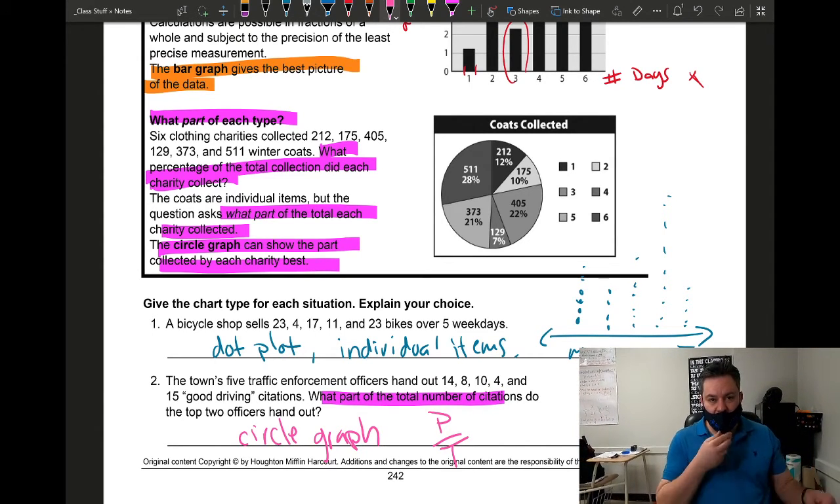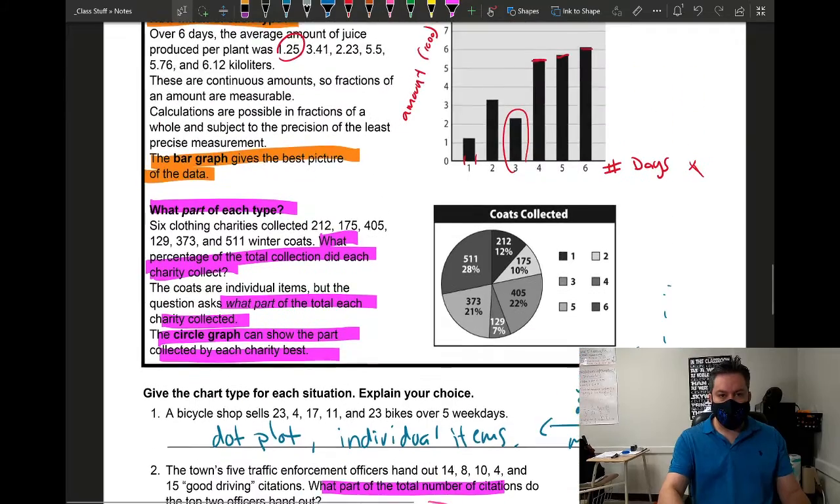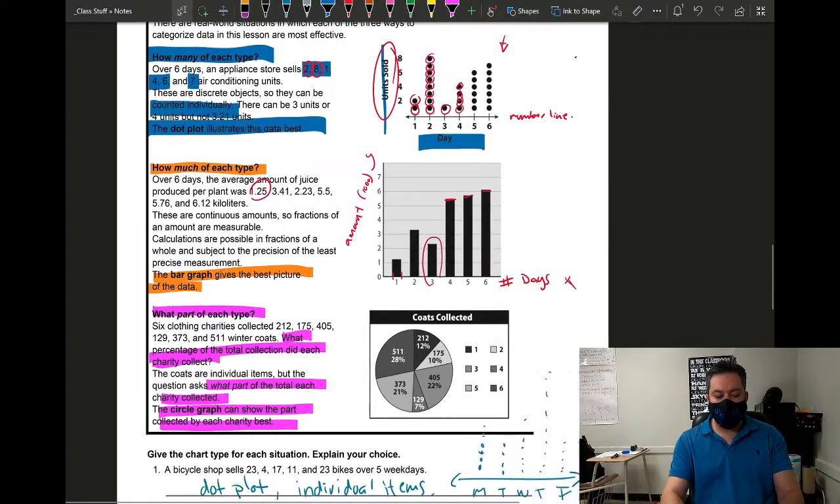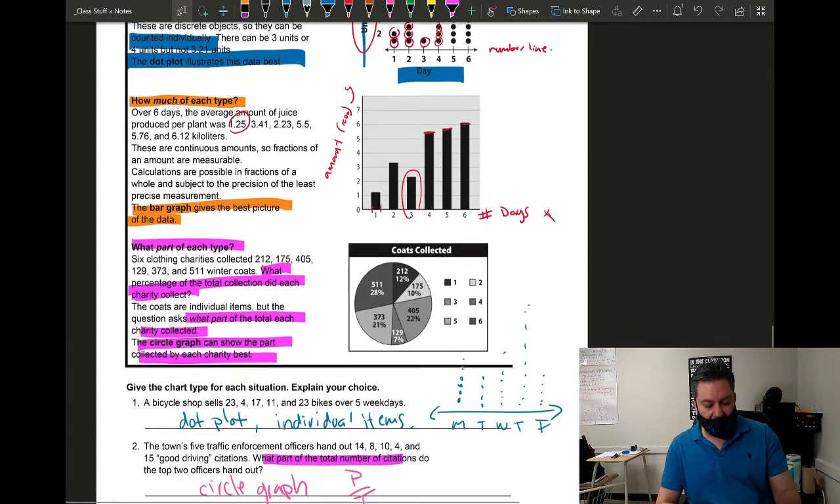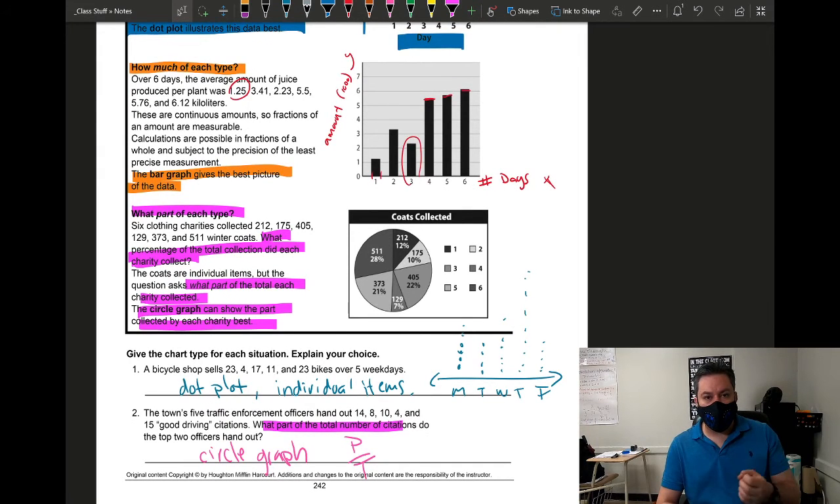And that's it. So basically, to determine what you're going to be using, you have to ask how many of each type, and that's going to be for the dot plot. The next one, how much of each type, that's going to be your bar graph. And the last one, what part of each type is going to be your circle graph.